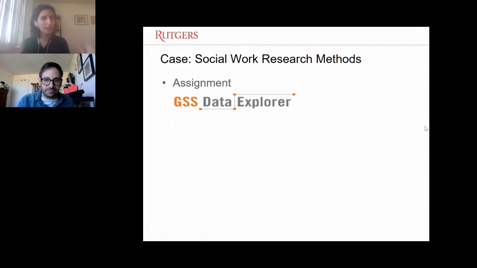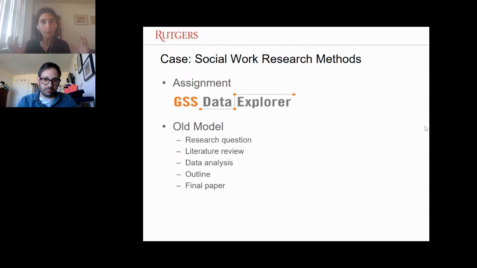So I'm just going to quickly talk about my case of using Wakelet in social work research methods. So my assignment's a little bit different. The students are using the General Social Survey Data Explorer to do an analysis of secondary data along the lines of interest to them in their current field placements. And the idea is they're learning to gain some literacy around using existing data and then applying it to their work, which is something that is trying to be built in social work, the skill of being able to take research and data and apply it to their clinical or practice work.